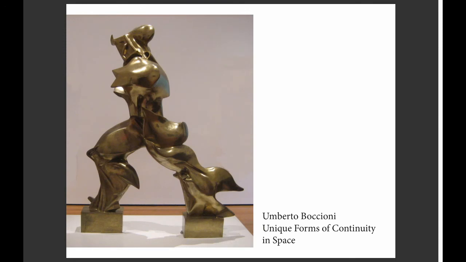Another Boccioni, unique forms of continuity in space. So similar to how Picasso was dealing with angles and viewing the object all in one, Boccioni's sort of sitting there going, well, okay, how do you deal with movement in a sculpture that does not obviously move? So how do you show that fluidity? So he's dealing with it sort of akin to what we're seeing with Cubism, but adding the grace, lines, efficiency, and smoothness that Futurism harkens to.